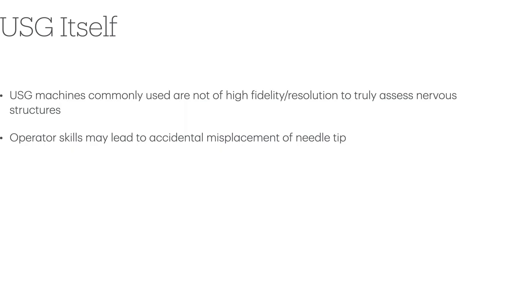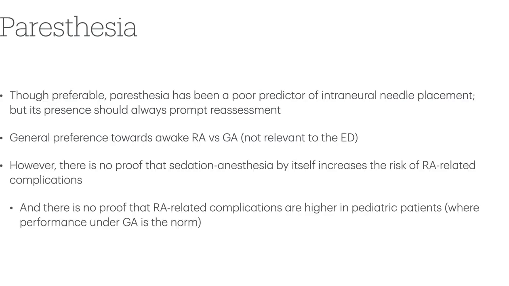So we know that ultrasound is not good enough for you to see the microarchitecture of the nerves. So you can see where the nerves are, but you do not see which part of the nerve. You do not know which is epineurium, endoneurium. You can't see all that. And the skills of the procedures play a big role in where the needle goes. So if the operator is not as skilled, not as experienced, the needle may be accidentally punctured into the nerve, and it will happen.